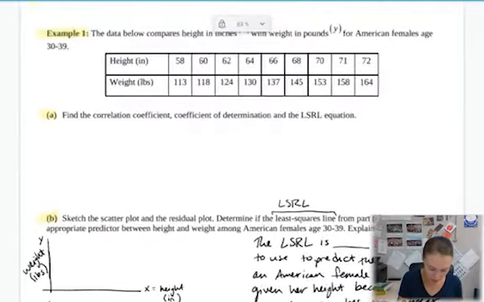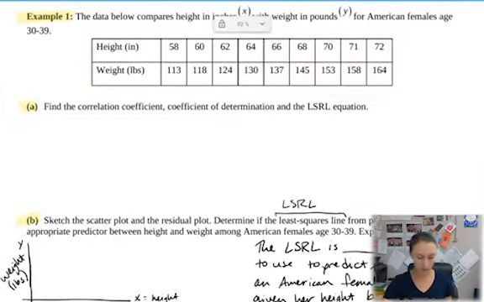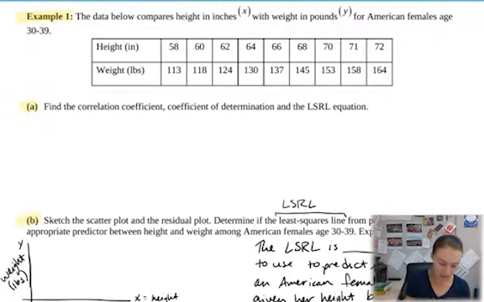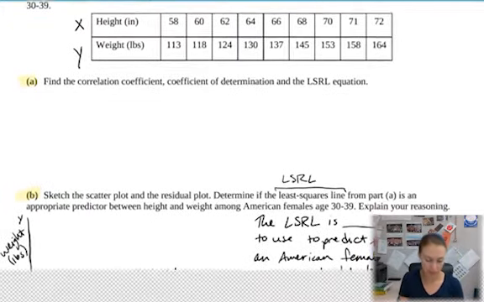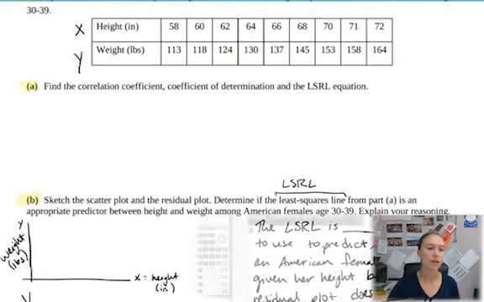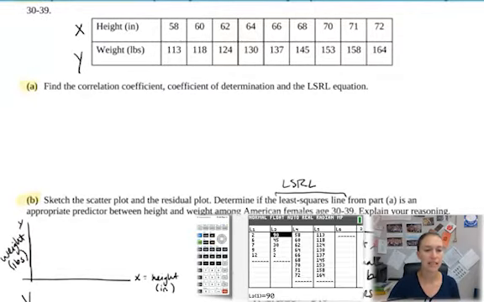Example 1 here, we'll kind of do this whole thing here. So we have the data below compares the height in inches and weight in pounds for American females aged 30 to 39. So we have X is height, Y is weight, and they told us that in the problem, which is nice. The first thing you want to do is go into your stat, edit, and then I put the list in L4 and L5 in this case. Oops, I lost my L3. I can get that back later. If you ever lose a list, just let me know and I can help you put that back in.